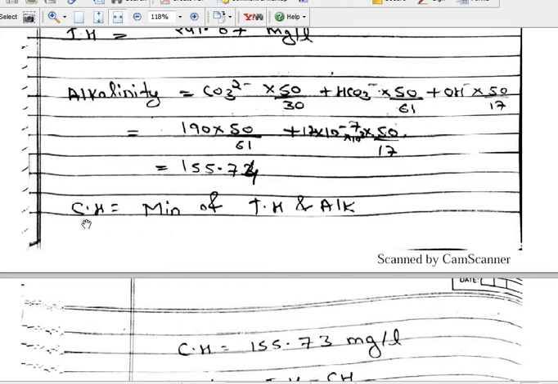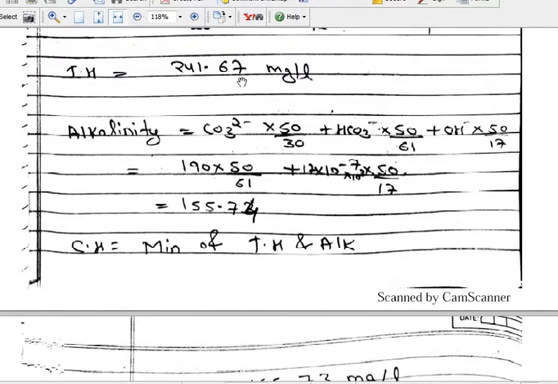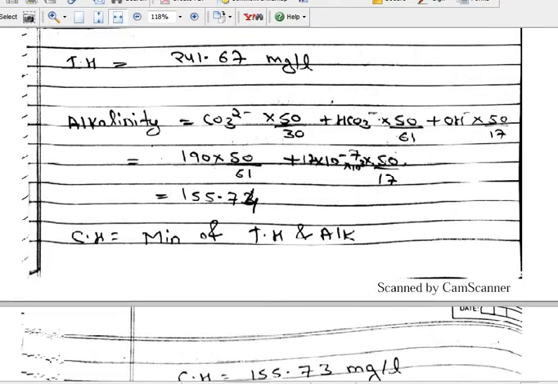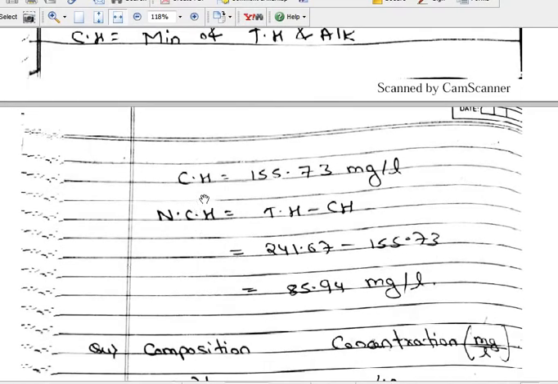Now we know that carbonate hardness is the minimum of total hardness and alkalinity. Here total hardness we have got 241.67 and alkalinity we have got 155.74. So definitely this is lesser. So this is your carbonate hardness. So alkalinity is equal to carbonate hardness in this case.